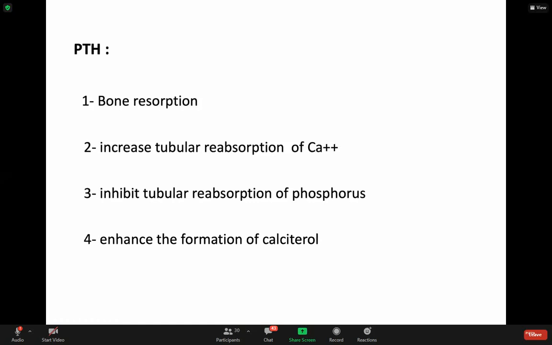And this in turn leads to renal osteodystrophy or secondary hyperparathyroidism. Is that clear, guys?